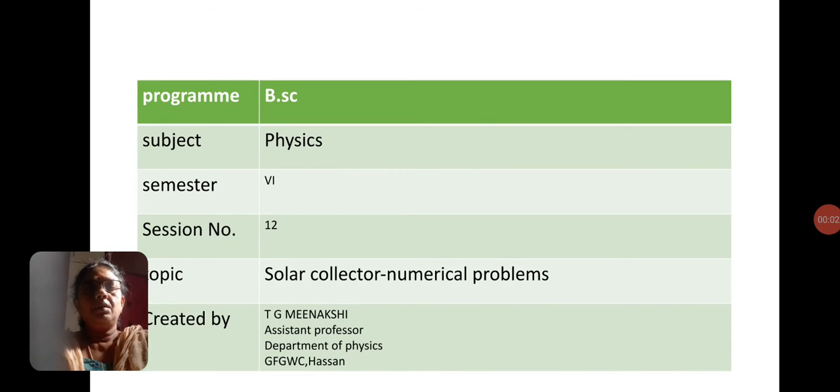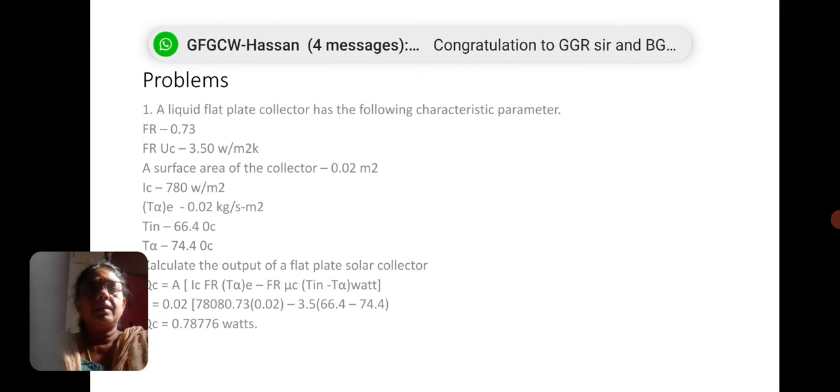Welcome back to the elective paper. In the 12th session of renewable energy sources, the chapter name is solar collector. Today we are going to do numerical problems. So let us take the first problem.